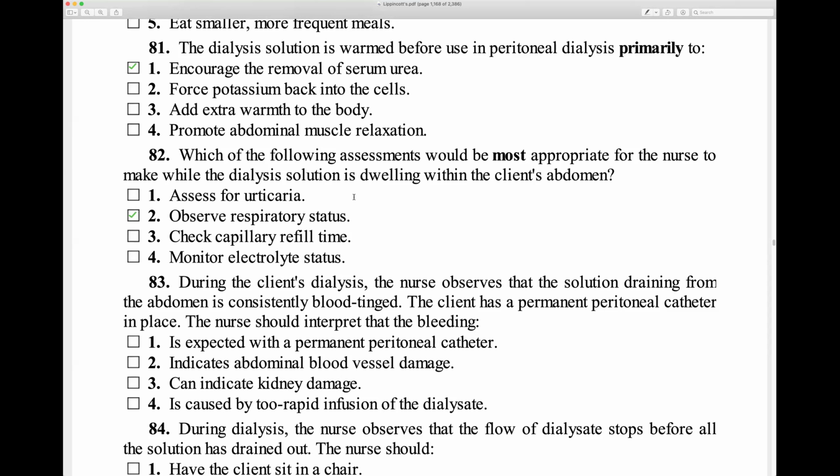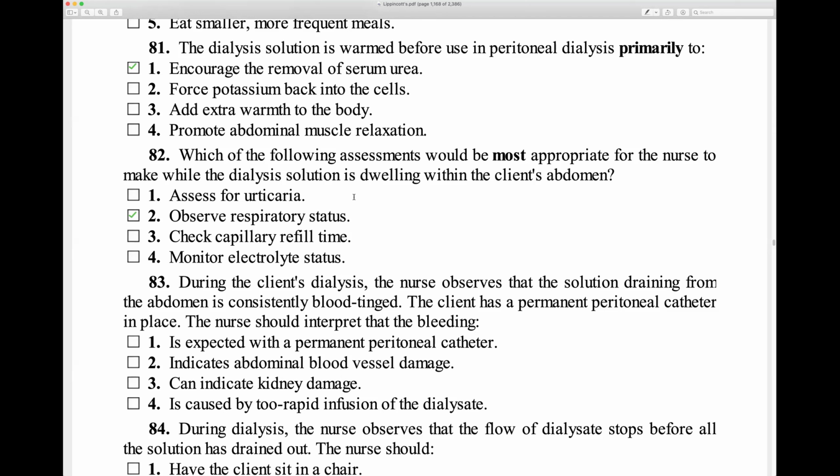So remember, the more full your abdomen is, the more likely it will affect your respiratory status. So just like a pregnant woman, she's usually short of breath, right? And that's because of increased intra-abdominal pressure. And just like somebody with liver disease who has ascites and their belly is full of fluid, it can affect their ability to breathe.